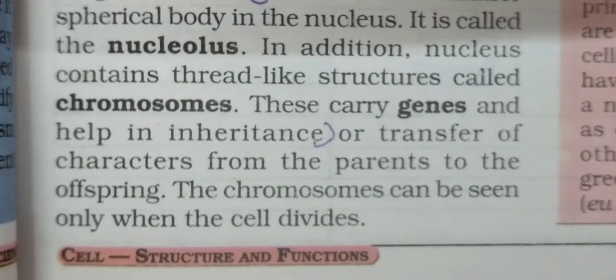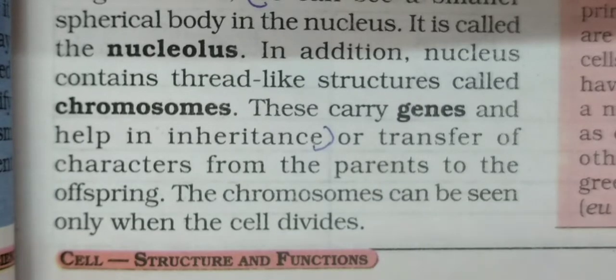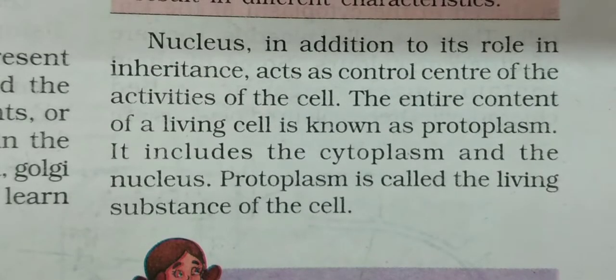The chromosomes can be seen only when the cell divides. When reproduction takes place, when the cell division takes place, that time we can see these chromosomes. Nucleus not only plays a role in inheritance, it also acts as the control center of the activities of the cell. What all functions a cell carries out is being coordinated or controlled by nucleus with the help of cytoplasm.